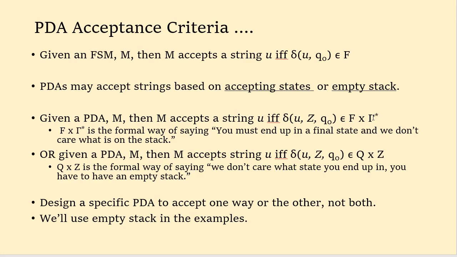Or I could accept on empty stack, and that's what I'm going to do. Same idea. If you transition a string U, starting with the empty stack, starting in the initial state, you end up in some state, I don't care, but you have the empty stack symbol on the stack. In other words, you have empty stack, then you accept the string. So as long as you have an empty stack, you accept the string. I'm going to use the empty stack form. It sounds a lot better in English than it looks in notation, I think, but I'm going to use the empty stack in the examples.